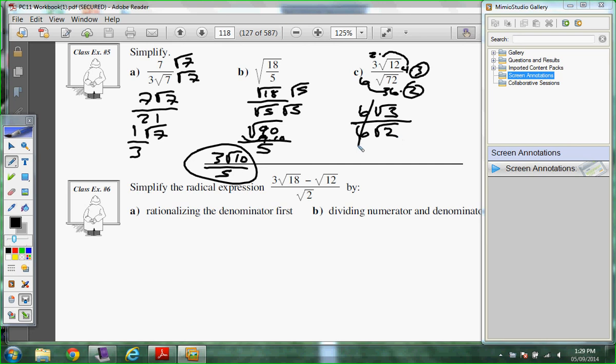6's cancel. Root 3 over root 2, I want to get rid of the root in the bottom. So I'm going to get root 6 over 2 will be your final answer. Root 2 times root 2 is 2. Root 3 times root 2 is root 6.